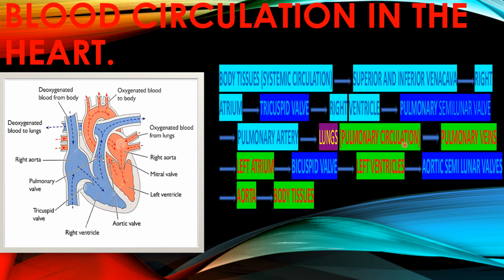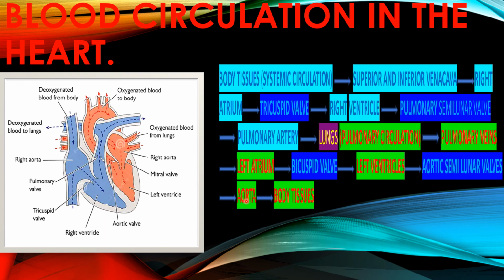This oxygenated blood will undergo another form of circulation called pulmonary circulation. From the pulmonary circulation, this blood flows from the lungs to the pulmonary vein. Then from the pulmonary vein to the left atrium. Then from the left atrium, it will flow through the bicuspid valve to the left ventricle. And this bicuspid valve, we are saying, prevents the backflow of blood to the left atrium. This blood will flow out of the heart to the aorta through the aortic semilunar valve. You can just call it the semilunar valve to the aorta.